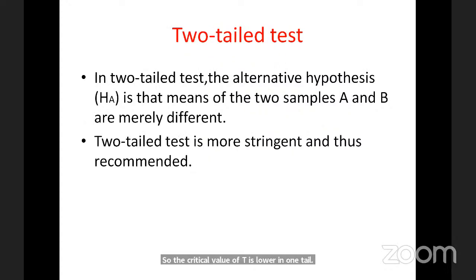Next is a two-tailed test. Here there is no reference, we are just taking two groups and comparing them. So in a two-tailed test, the alternative hypothesis is that the means of the two samples A and B are simply different. The two-tailed test is more stringent and so it's recommended.